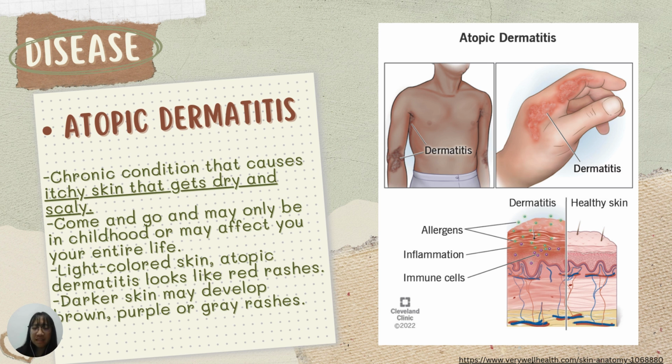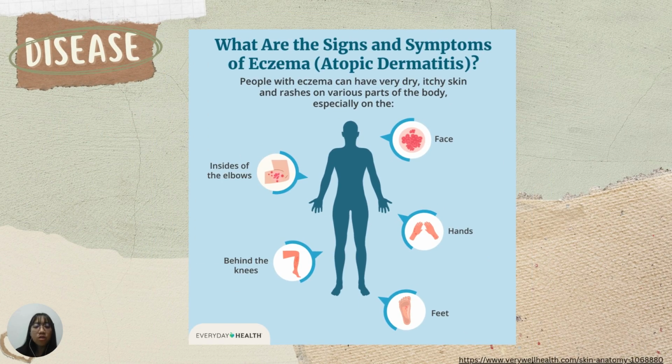So as you can see in this diagram, we can compare between the people with healthy skin and those who have atopic dermatitis. So you can see a big difference here, where those who have atopic dermatitis will have allergens and inflammations of the skin. So basically, this disease can be seen on various parts of the body. For example, the face, inside of the elbows, behind the knees, hands, or even the feet. So basically, it is on the skin layer.